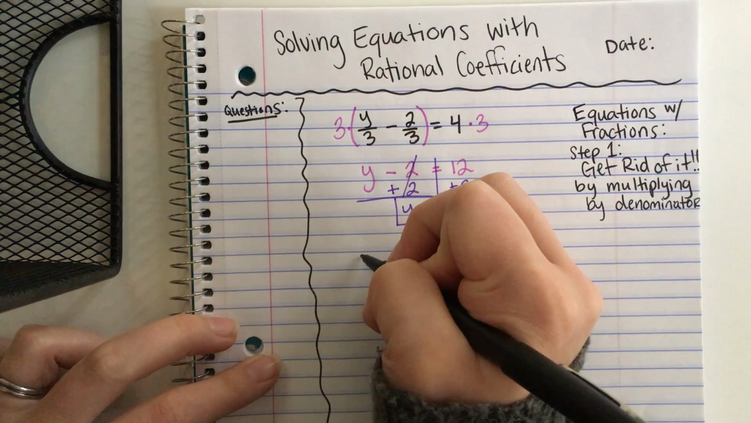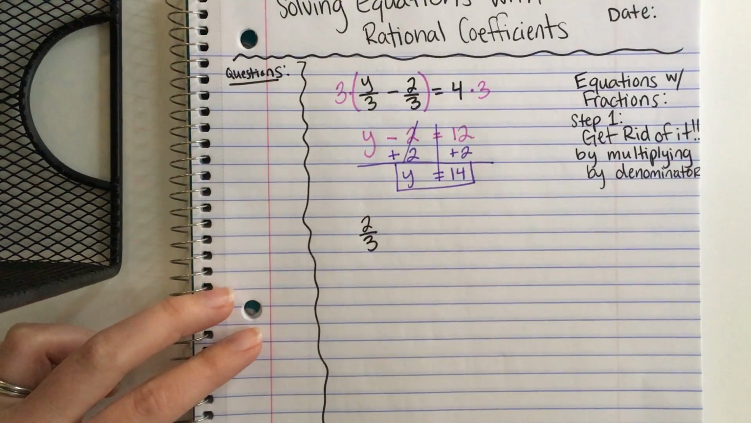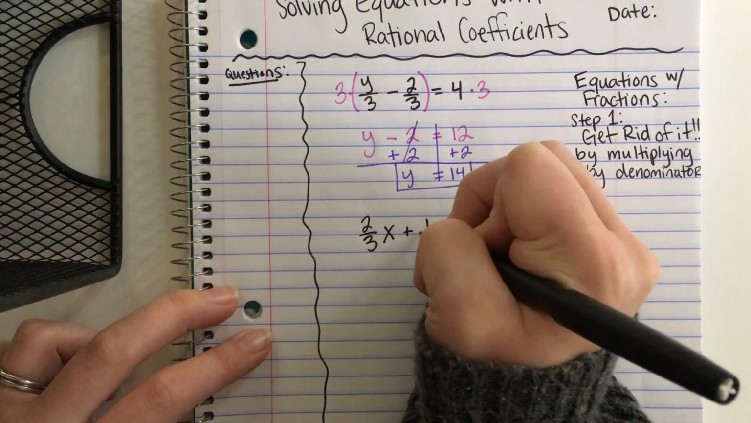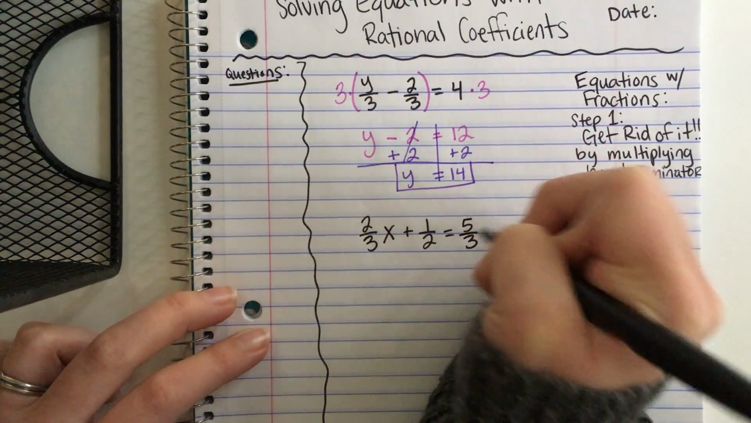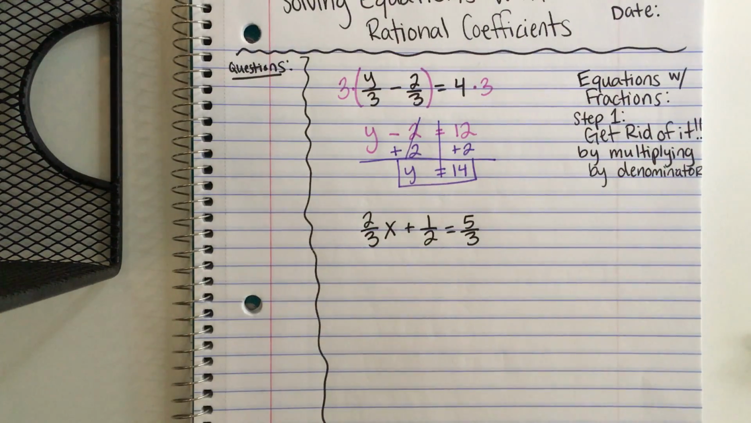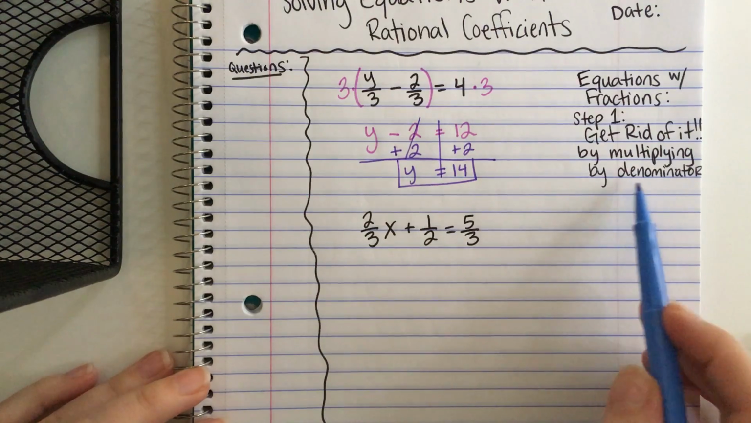So sometimes we're going to see problems like this. Our next problem is going to look like this. 2/3 x plus 1/2 is going to equal 5/3. Now that is a lot of fractions. That looks so terrible. Nobody's going to want to solve that one. But remember, what can we do with fractions? Get rid of them. We're just going to get rid of them by multiplying by the denominator.